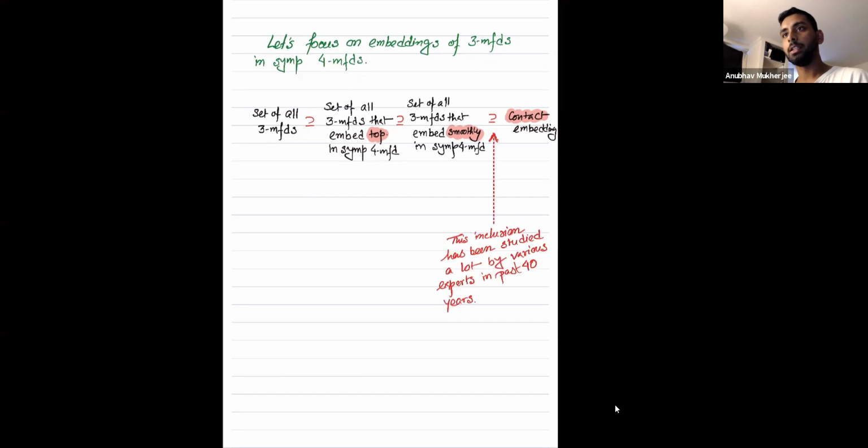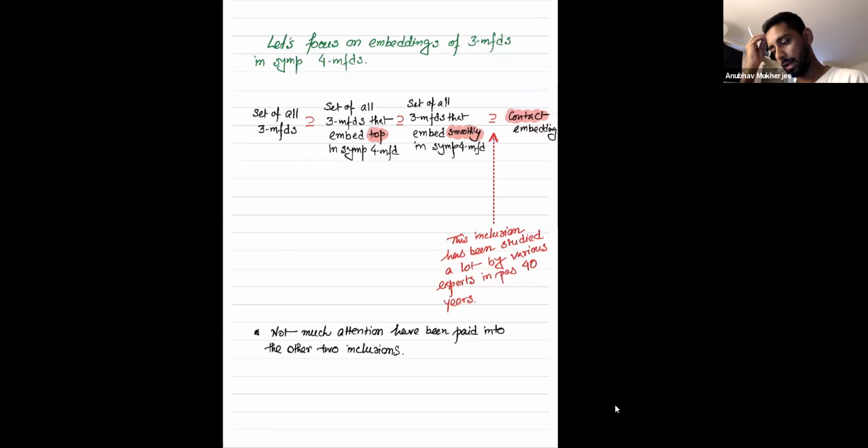This last inclusion has been studied a lot in the last 40 years by various experts like Gromov, Thurston, Gompf, Lisca, Matić, Etnyre, Honda, David Kay. People have studied this contact embedding problem a lot, and various interesting results have been proven using it. But these other two inclusions haven't been studied that much, or not much attention has been paid to them.